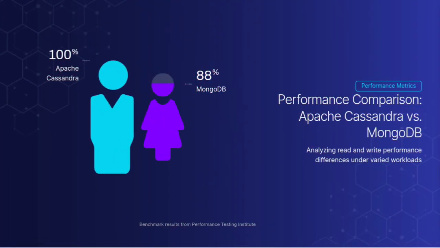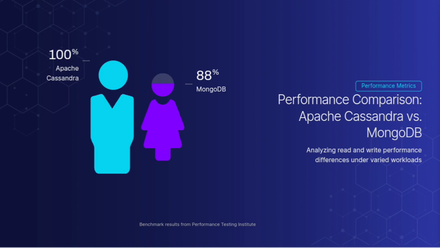Let's compare the performance of Apache Cassandra versus MongoDB. Write performance. Apache Cassandra is optimized for high speed writes, especially in write-heavy workloads. It uses a log-structured storage engine and a distributed commit log for efficient write operations. Its write operations are asynchronous and batched, reducing latency and improving throughput for inserts and updates.